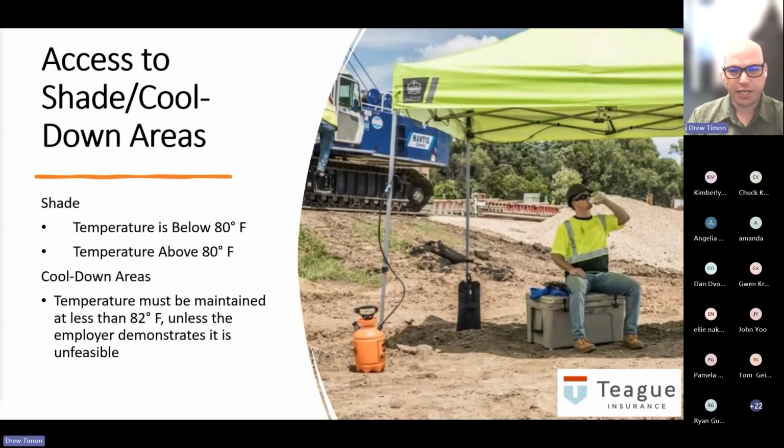All right, so access to shade or cool down areas. When we're working in an outdoor environment and we see temperatures below 80, we don't need to have shade out and available, but it needs to be readily available at all times. So if we have a pop-up like in this picture that we know we can put out if the employees request it, or if the temperature rises and we're getting to above 80 degrees, then we have access readily available to put that in place.